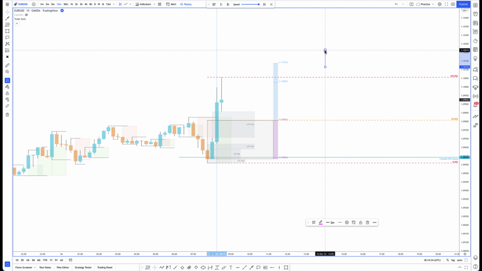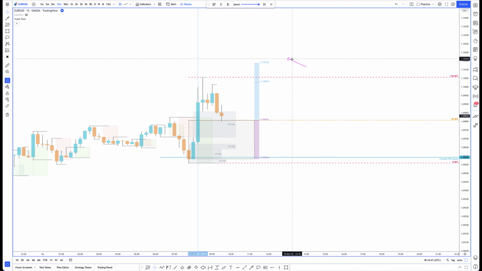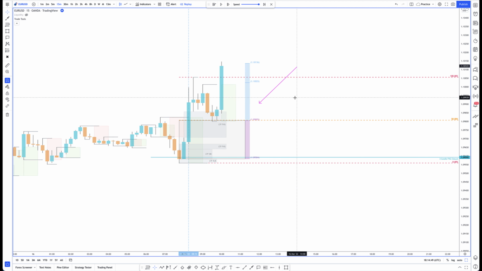Let's see how this played out. Price came in, gave me a perfect entry here, and boom, full profit of 1.5 hour was hit here. Now you can see how we analyzed the setup, removed the FOMO, and created the setup to be more efficient.